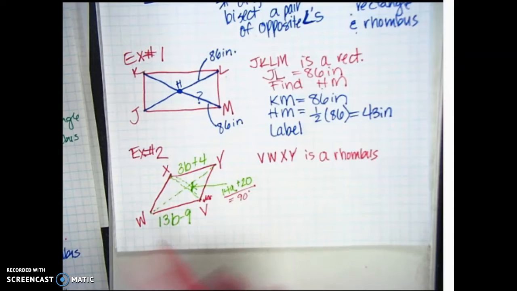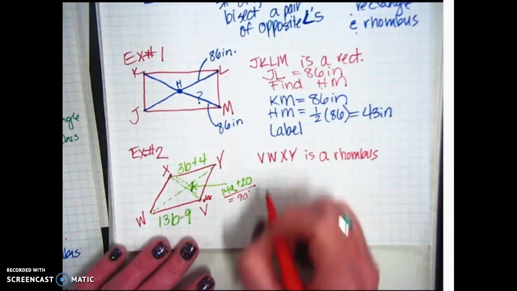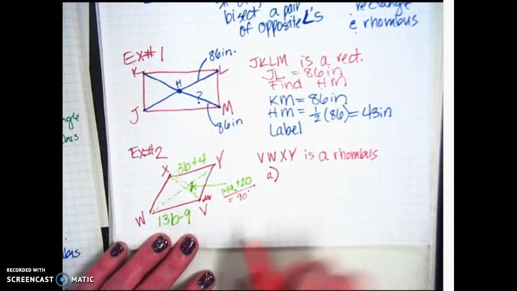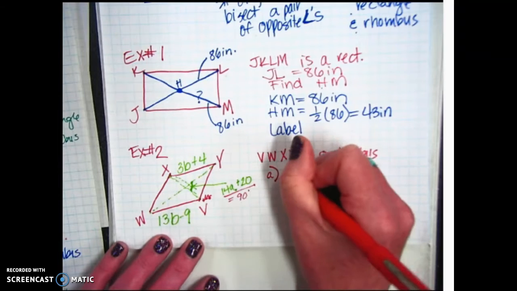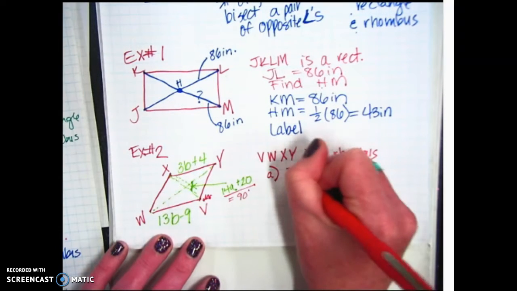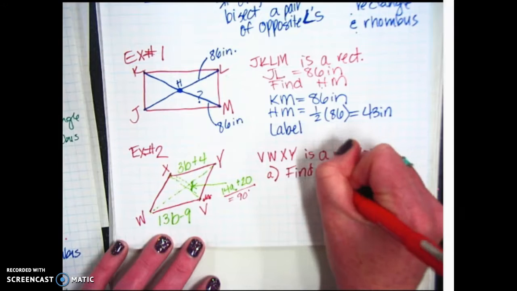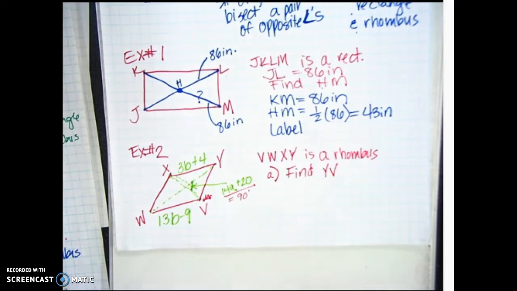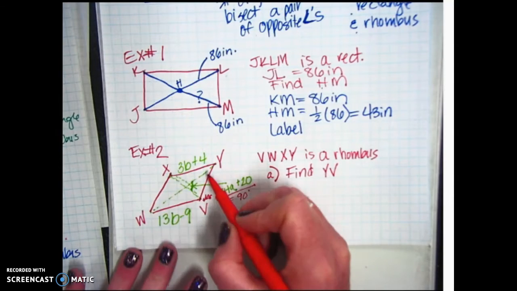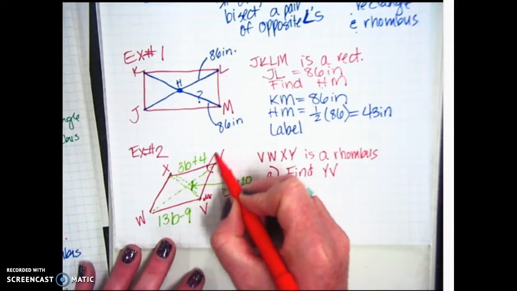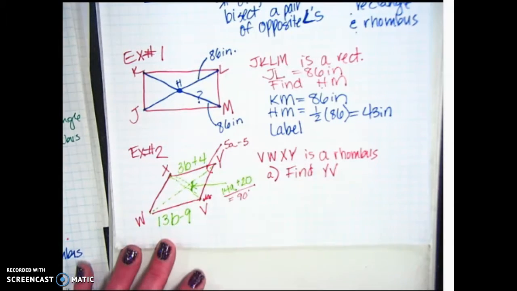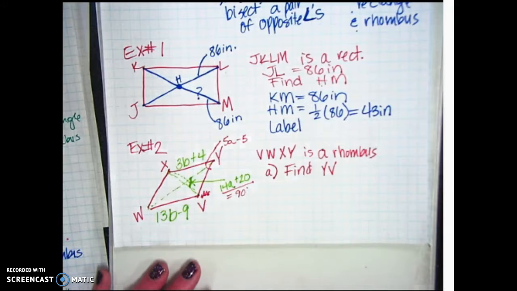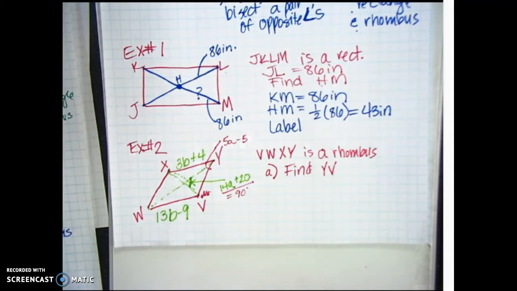Okay, so let's see. Part A, because we've got the sides labeled also, right? So first thing we want to know for part A is find YV. Oh, there was one other. Oh, this angle right here in this corner is 5A minus 5. So yes, there was one other piece. I almost forgot to give that to you. Y.